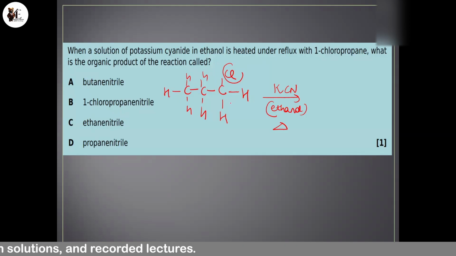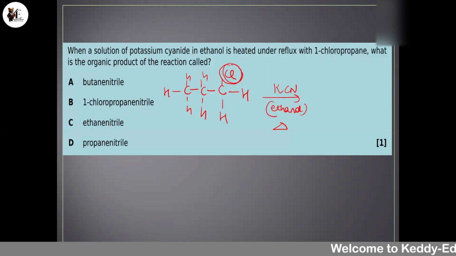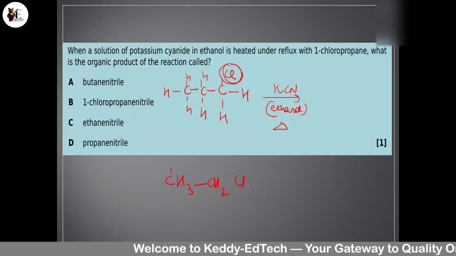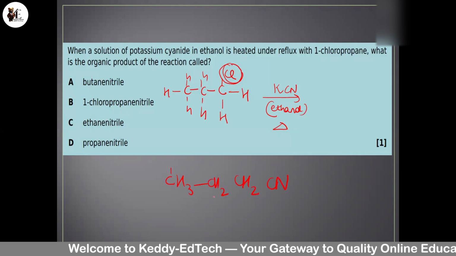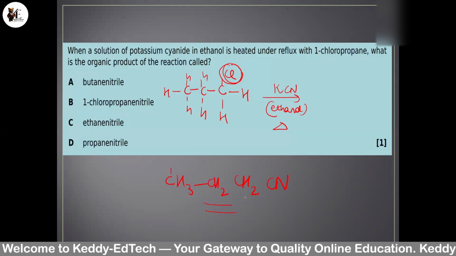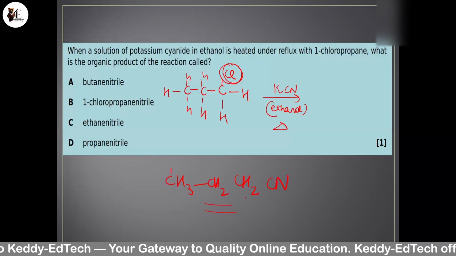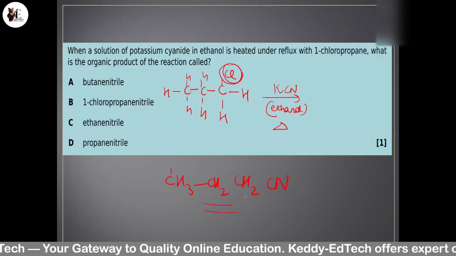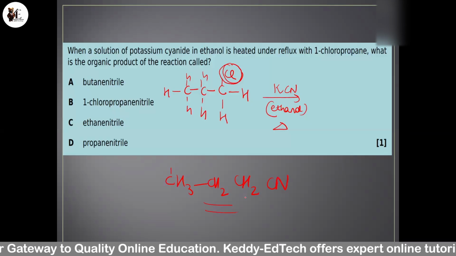So here what happens? A nucleophilic substitution reaction will happen, which will replace your chlorine atom with your cyanide group, CN group. Okay, so it is your CH3, CH2, CH2, CN. Is this the product? Are you getting the same product?